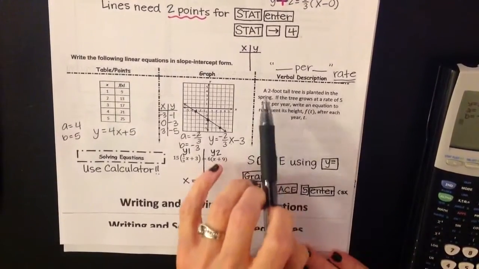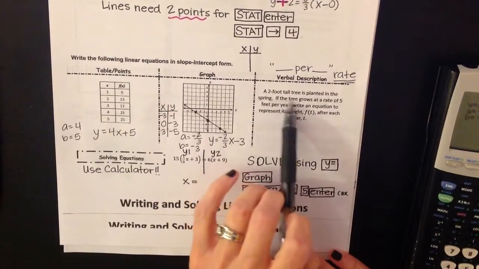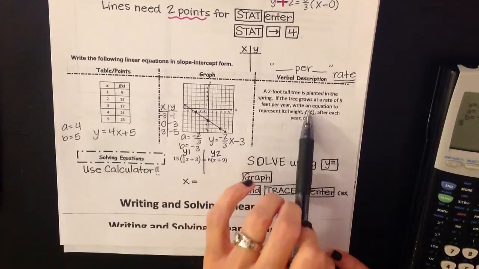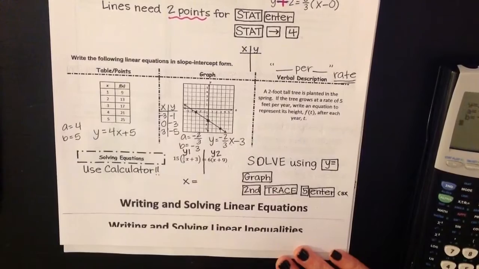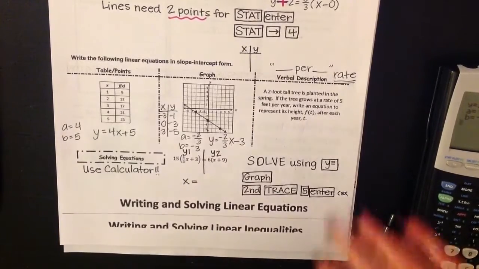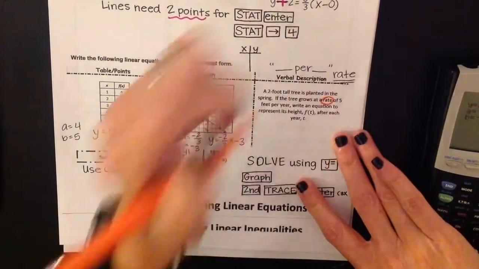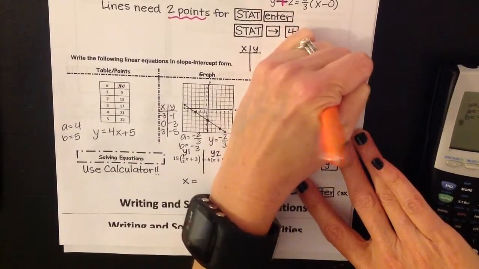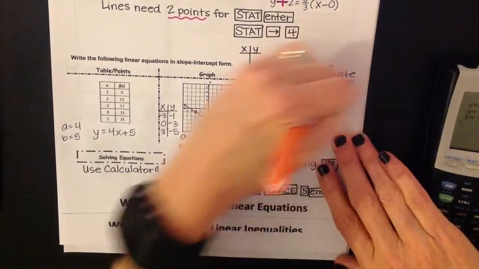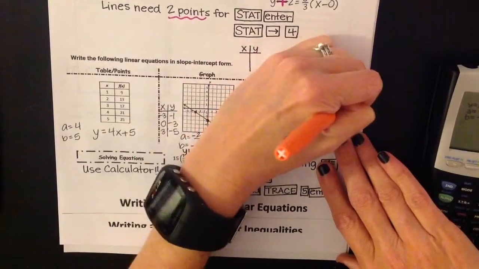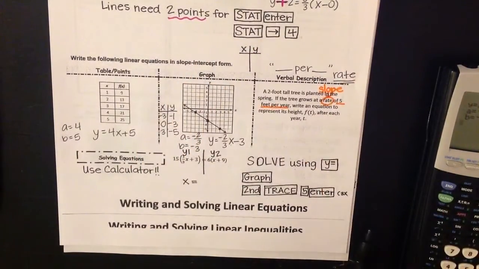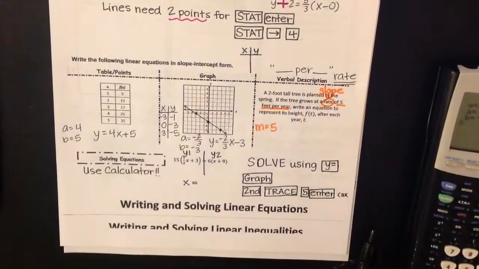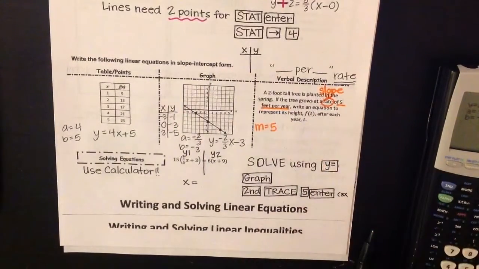So I'm going to read my question. A 2-foot tall tree is planted in the spring. If the tree grows at a rate of 5 feet per year, write an equation to represent its height, f of t, after each year. Okay, so I see something. I see the word rate, which is telling me slope. Now I just need to figure out what my slope is. Oh, 5 feet per year. So they're telling you that your slope is 5. And if it's growing, it's got to be a positive 5.